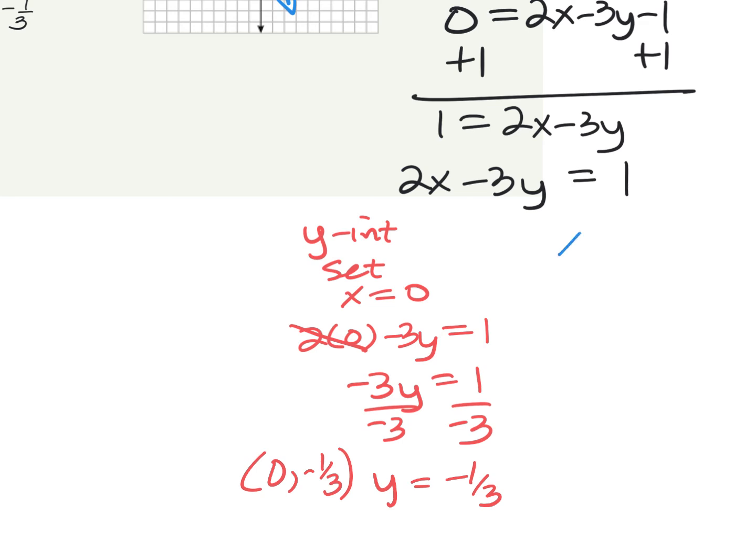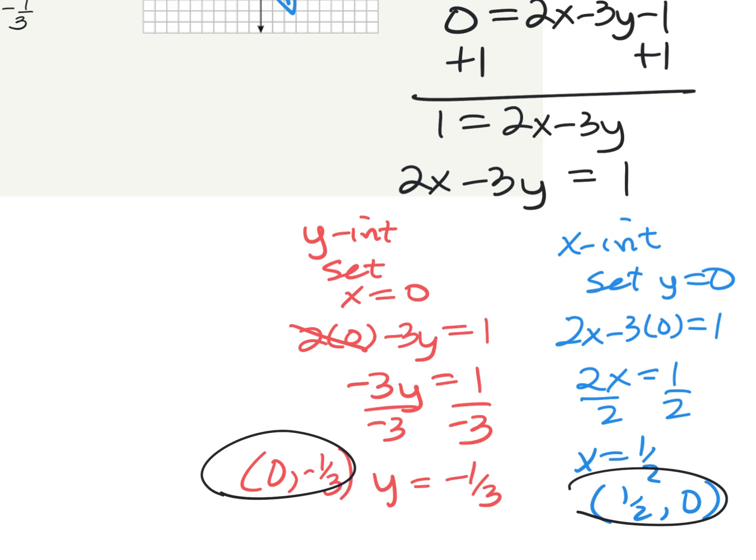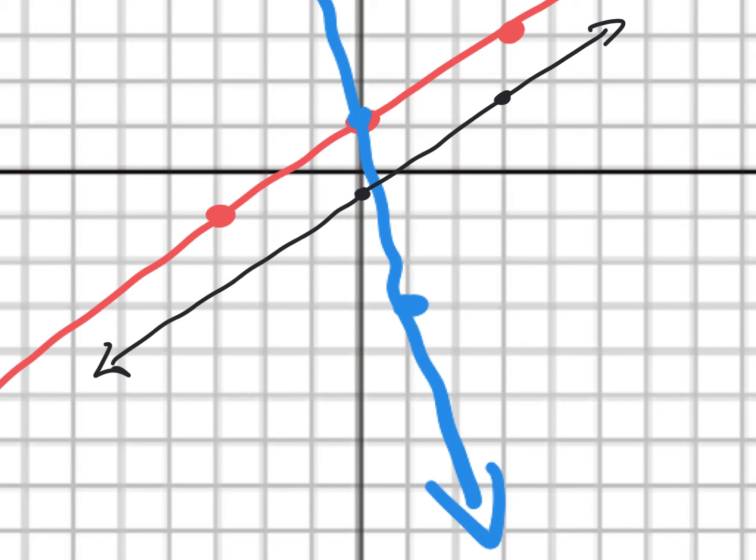To find the x-intercept, I'm setting y equal to 0. So 2x minus 3 times 0 equals 1. 2x equals 1. Divide by 2. And my x-intercept is 1/2 comma 0. Now, what you can do is take these two ordered pairs and graph them, and then connect the 2 points. So let's see how close I came when I graphed this. So I said it should have been about 1/2 comma 0 and 1/3. And then you would just connect the points.